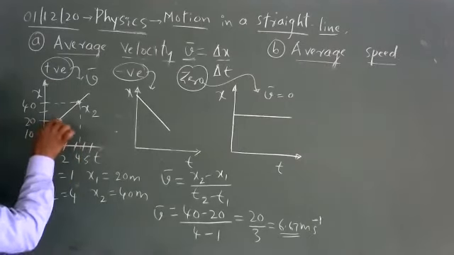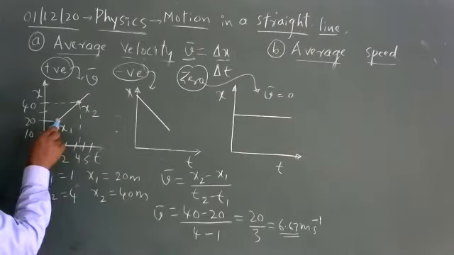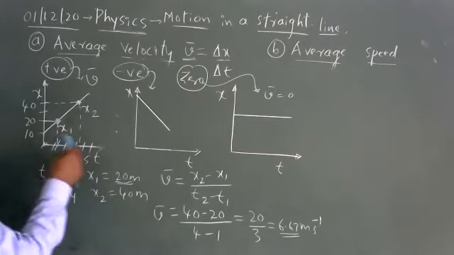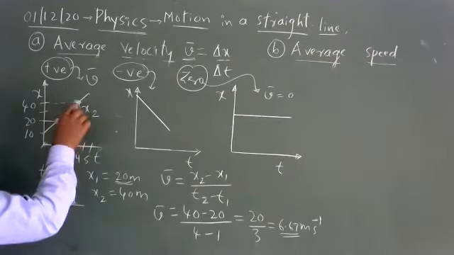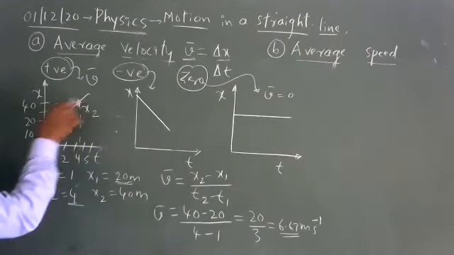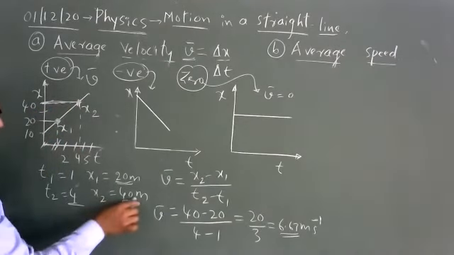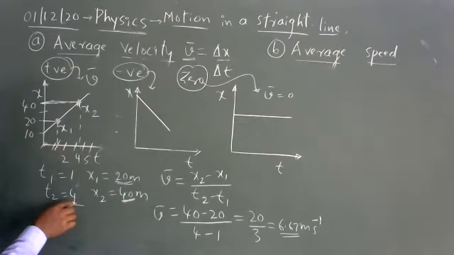What is x1? x1 is the position of the object at time t1. At time t1 second, the car is located at a distance of 20 meter. After 2 second, 3 second, at the 4th second, I once again detect the car, and it corresponds to 40 meter. It is located at 40 meter from the origin and the time was 4 seconds.